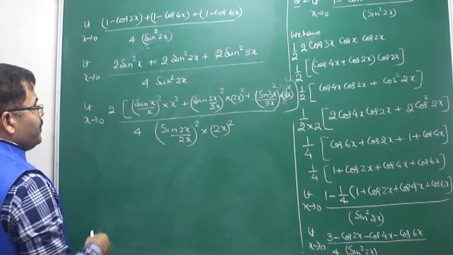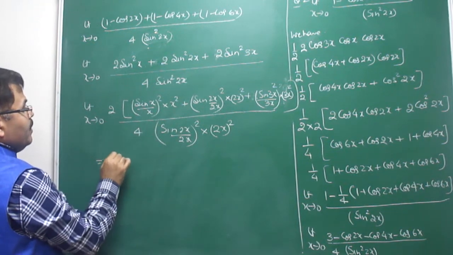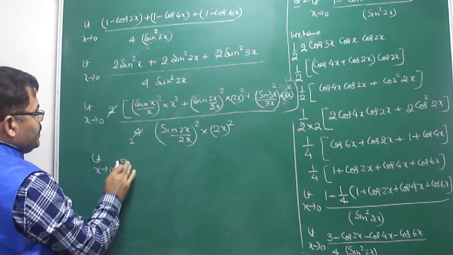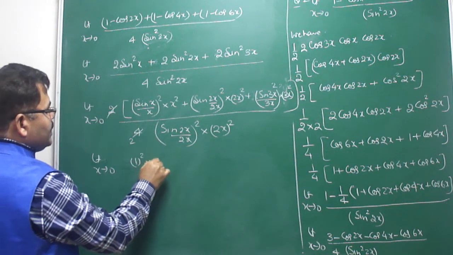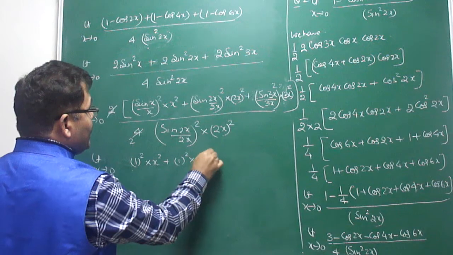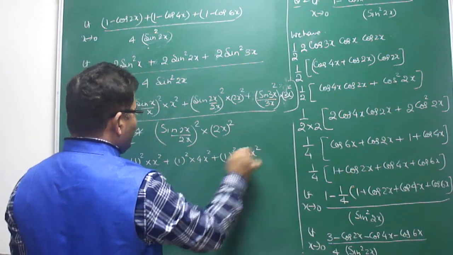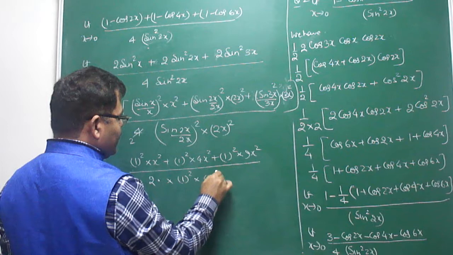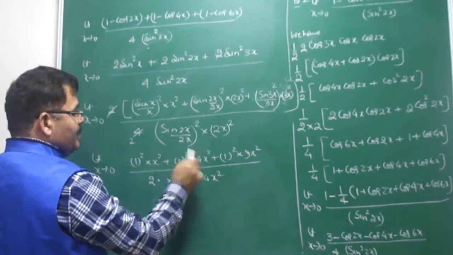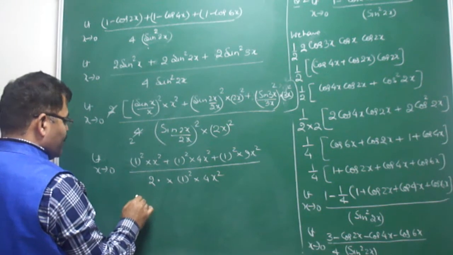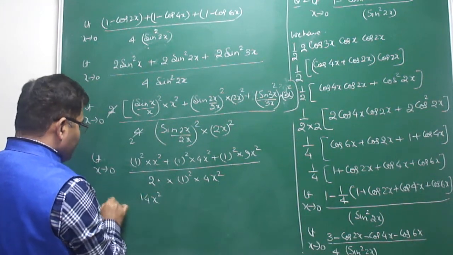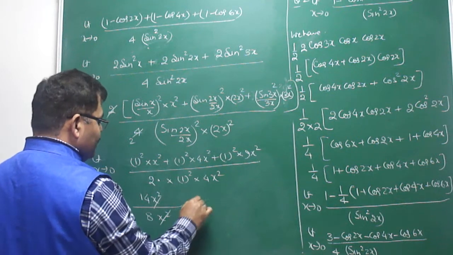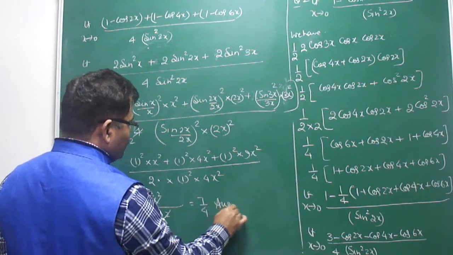एक बात ध्यान देने वाली है कि ये सारा 1 हो जाएगा. Limit x tends to 0, sin x by x 1 होता है, 2 से ये 2 cancel हो गया, तो यहां से मिलेगा 1 square into x square plus 1 square into 4x square plus 1 square into 9x square, and denominator it is 2 into 1 square into 4x square. If I take common, 9x square plus 4x square, 13x square plus x square, 14x square, and in numerator it is 14x square, in denominator it is 8x square, x square cancels, this is 7 by 4, and this is the answer of this question.